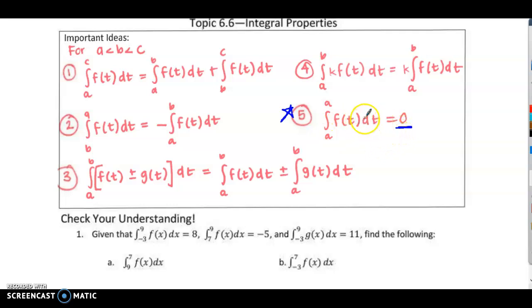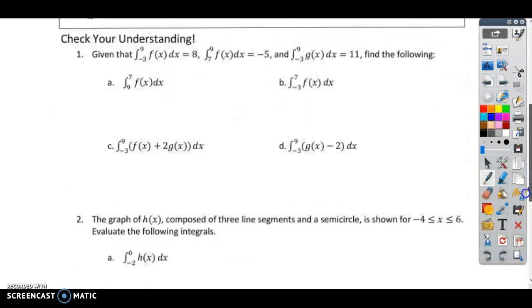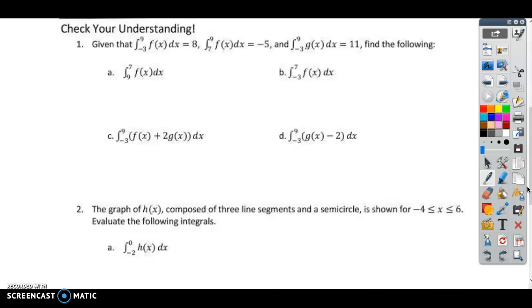So go ahead and make sure you review these, understand these, and then check your understanding down here below, and we'll go over these together in class.